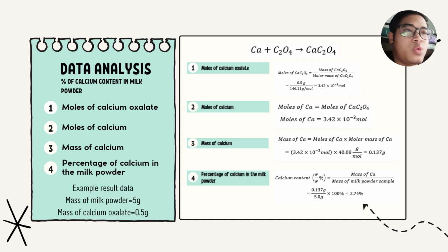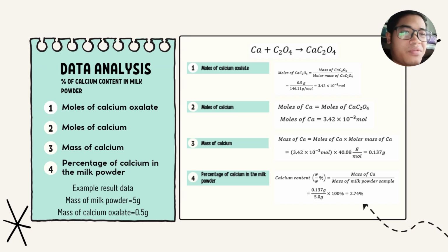Next, we move to the data analysis. In the data analysis, we will discuss the percentage of calcium content in milk powder. There are 4 steps to find the percentage. The first one is to find the moles of calcium oxalate. Next, find the moles of calcium. The third one is to find the mass of calcium, and finally we can calculate the percentage of calcium in milk powder. There is example result data for this data analysis: the mass of milk powder used is 5 grams and the mass of calcium oxalate obtained is 0.5 grams.